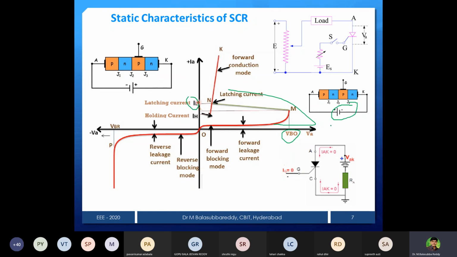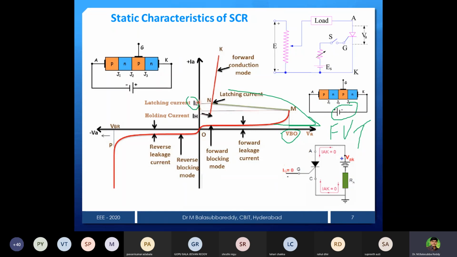This method I call forward voltage triggering. Forward voltage triggering means you apply the forward voltage across anode and cathode to turn on, or trigger, the SCR. That's why we call it the forward voltage triggering method. This method has a big drawback: there is a chance of the voltage across anode and cathode going beyond the breakover voltage. That is undesirable, so generally we don't prefer it.